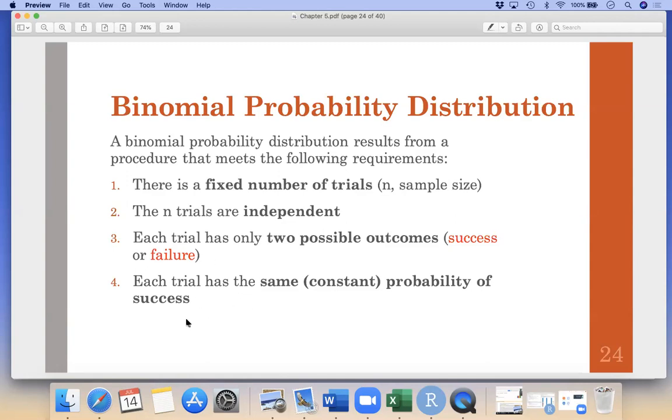Then the last requirement is that each and every trial should have the same constant probability of success. That means there are two possible outcomes, success and failure, and the success probability should be the same or constant in each and every trial. Then we can say this is a binomial probability distribution, because it meets these four requirements.